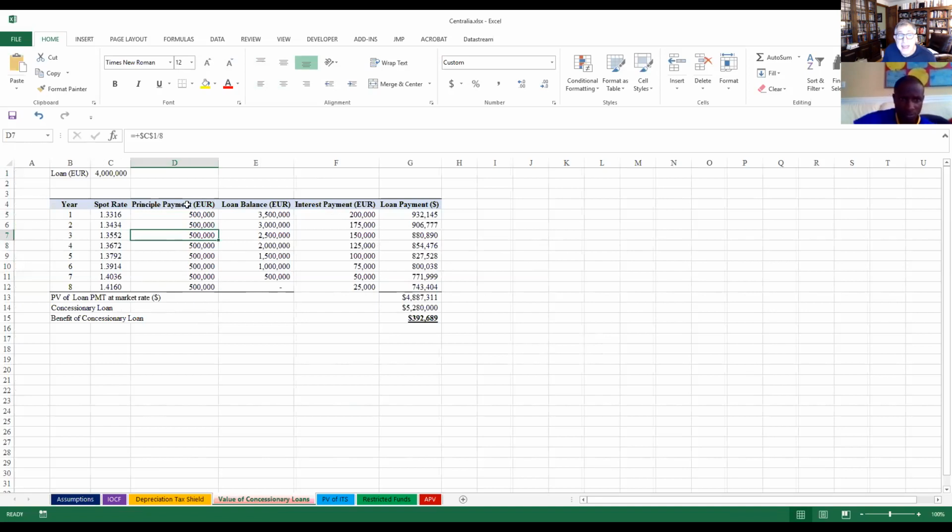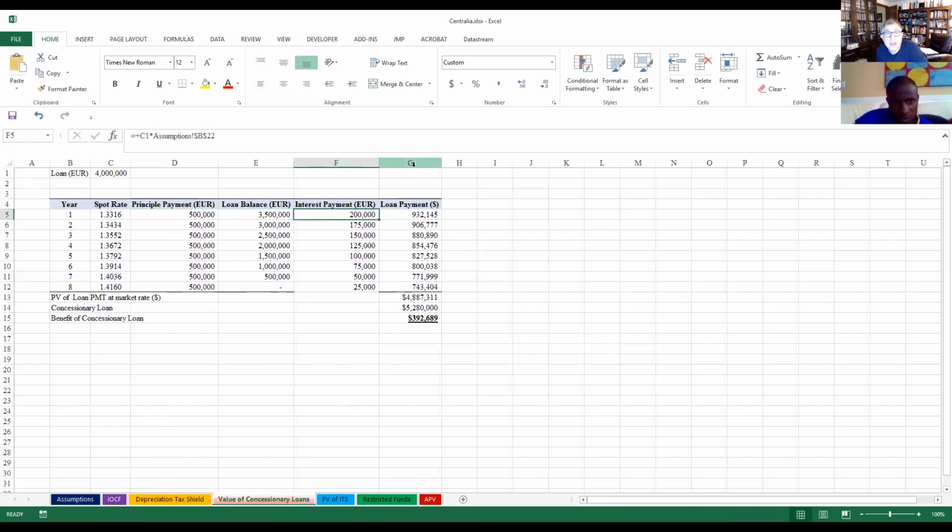Now, the cost of the loan is 5%. So in the first year, before we make any payment, our interest cost is going to be 200,000 euros, because the outstanding balance is 4 million and 5% interest is charged on it. This is another euro payment. So our total payment in euros is 500,000 principal plus 200,000 interest, 700,000 euros.